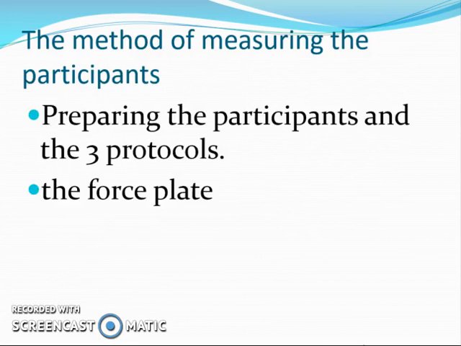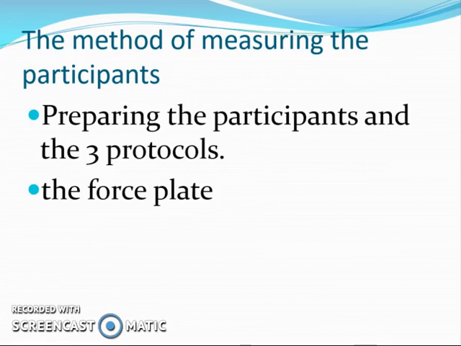And this is the method of how they would prepare the participants. So there are 3 protocols to preparing the participant. The first protocol was making sure that they had the right equipment on them. So we had to put on sensors which would pick up infrared light to analyze them, and also we used them to measure the angle of their joints whilst they're jumping.